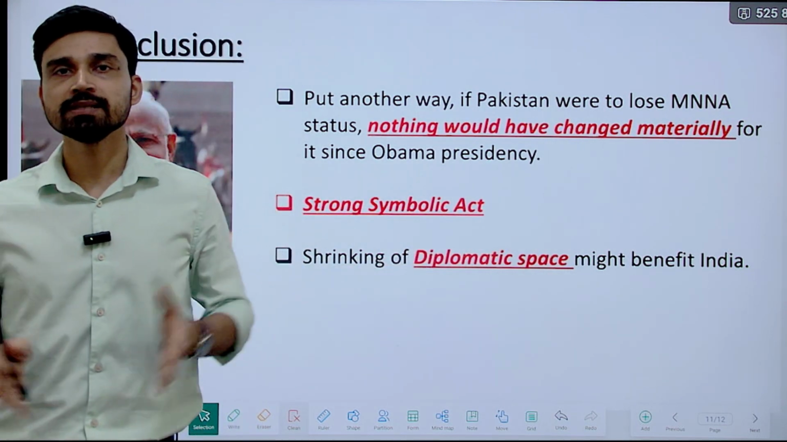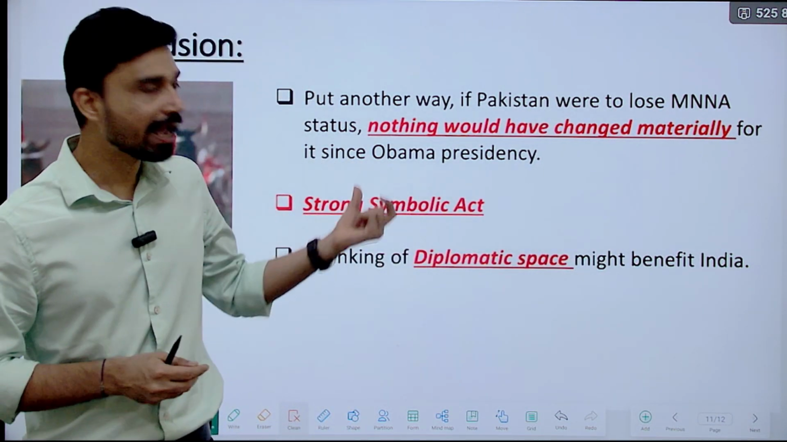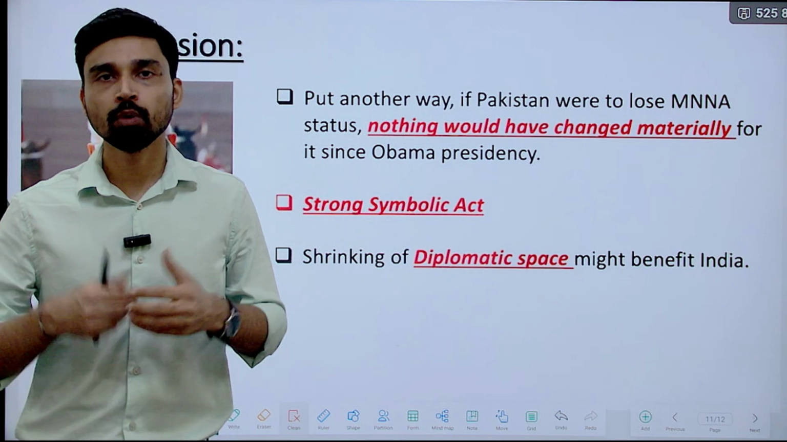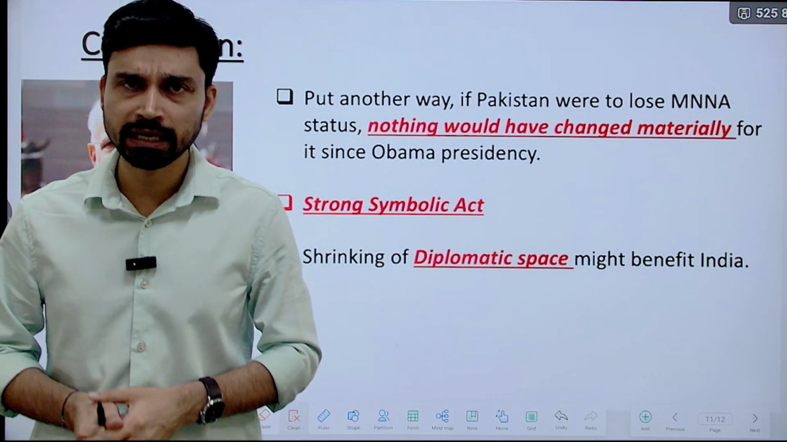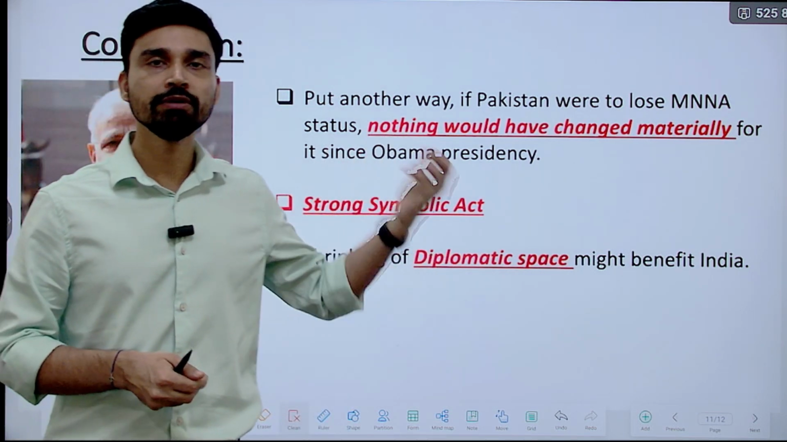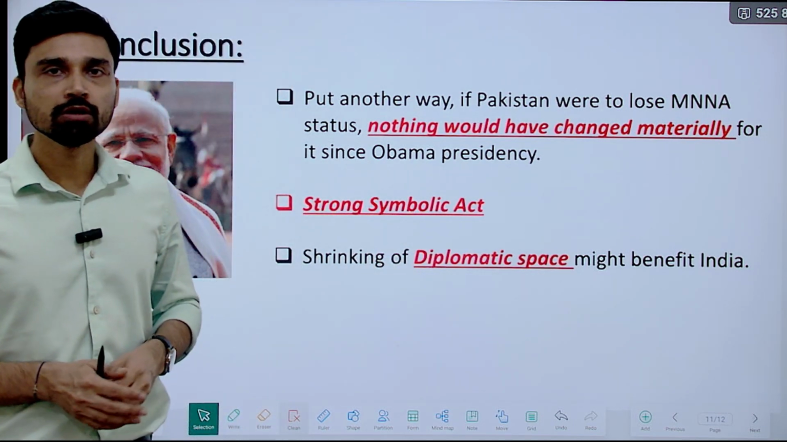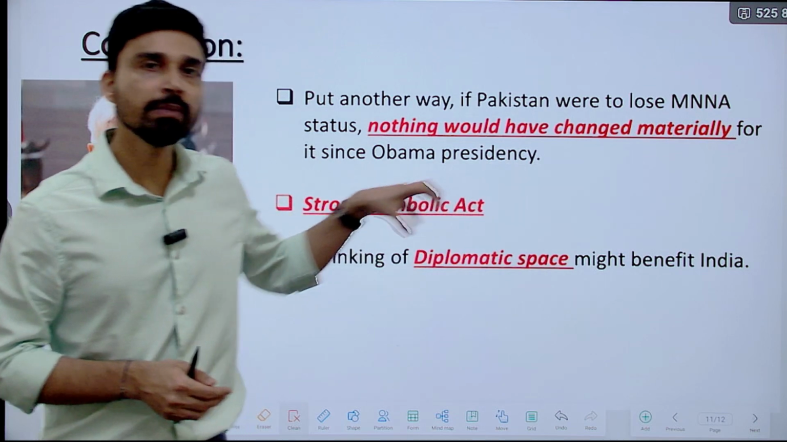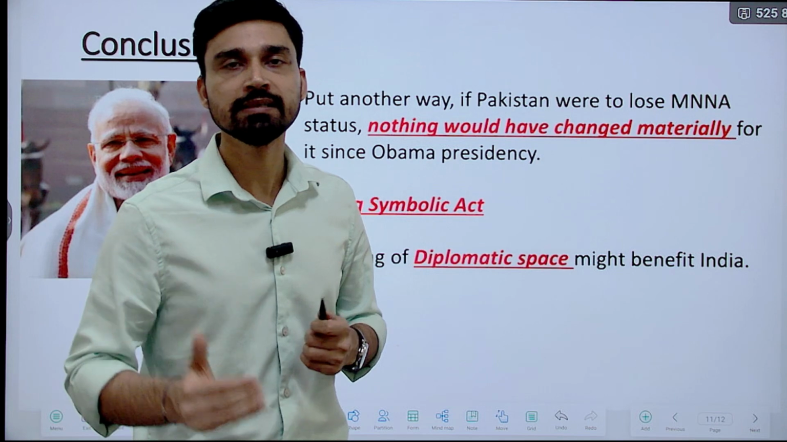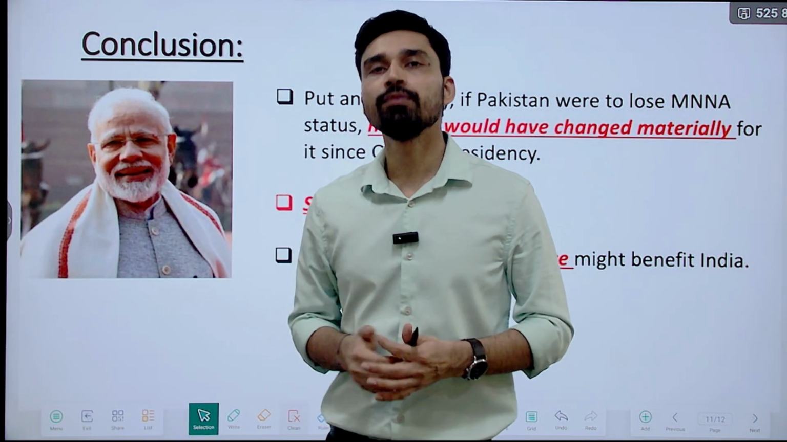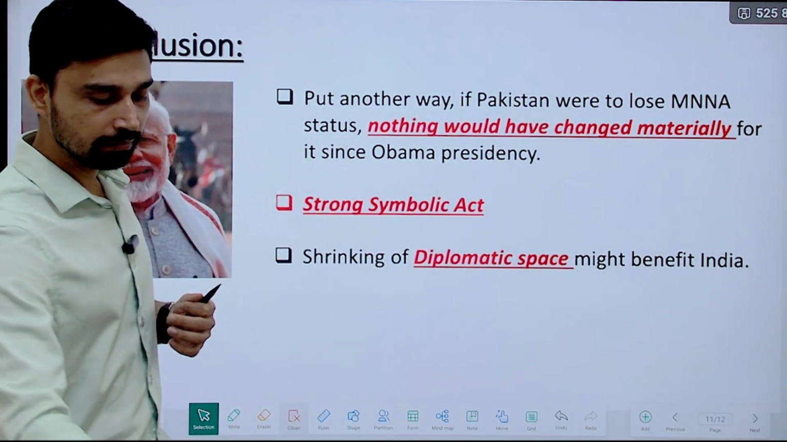space that Pakistan enjoys, and it might indirectly benefit India as well, because such action by the US might encourage Pakistan to take action against the Haqqani Network, which will, as we discussed in the beginning of the video, weaken Jaish-e-Mohammed and Lashkar-e-Taiba to some extent. Not only that, but there are also many congressmen in the US who are demanding that after scrapping Pakistan's MNNA status, a similar status should be conferred upon India. So this might also become real in the near future.